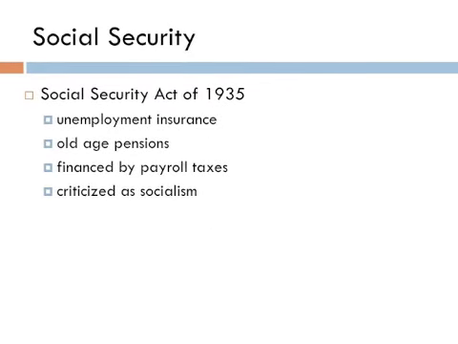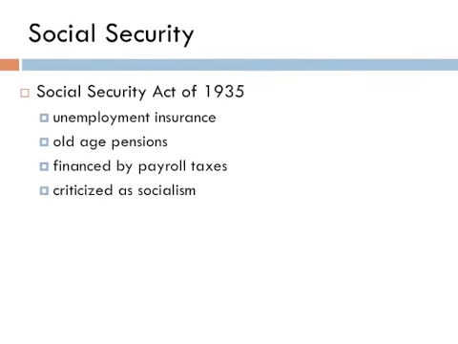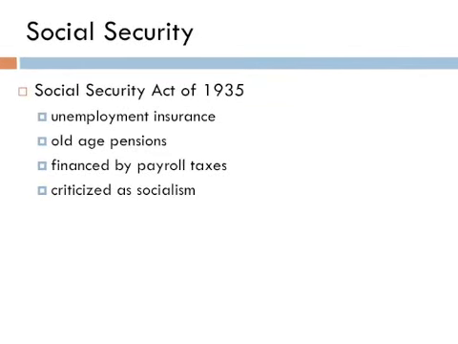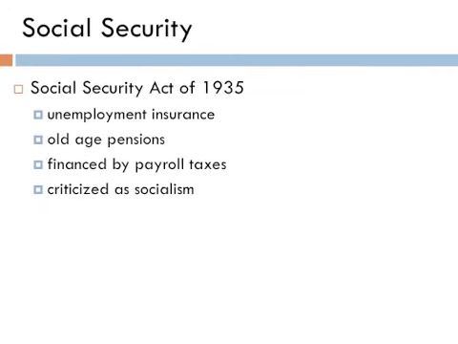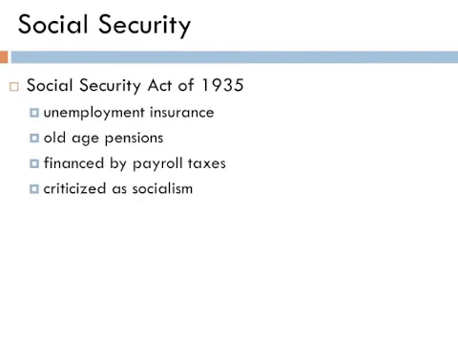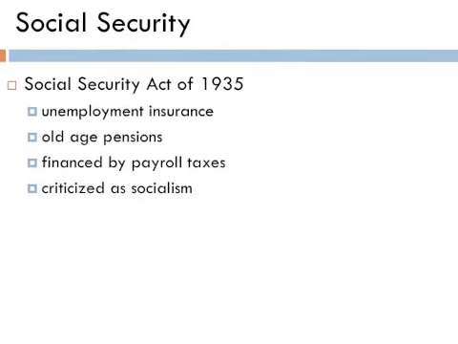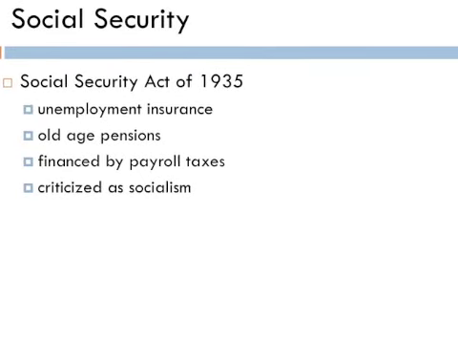Another thing that FDR set up as part of the New Deal was Social Security, which is a hot button issue even today. It was set up by the Social Security Act of 1935, and it was introduced to do the following things. It set up a system of unemployment insurance. It set up old age pensions. It was financed by payroll taxes back during this time period, and once again criticized as socialism.